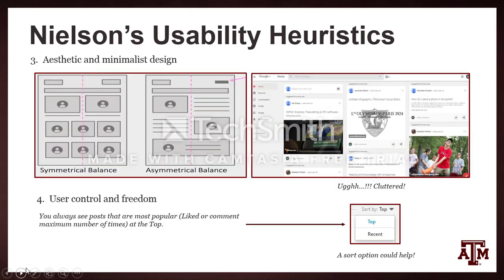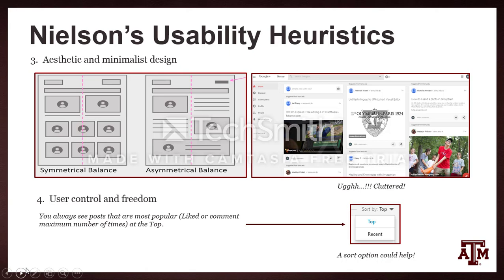The third one is aesthetic and minimalist design. When we conducted a survey with new Google Plus users, their first impression was that the feed is too cluttered and asymmetrical. The news feed in Google Plus should have symmetrical balance instead of cluttered posts or feeds, as shown in the figure.